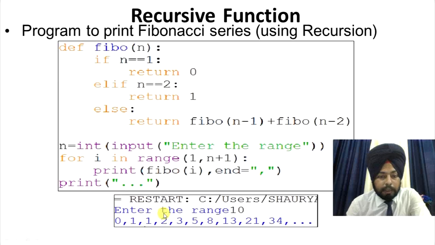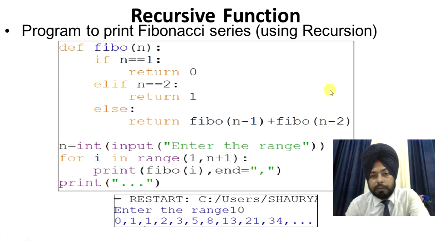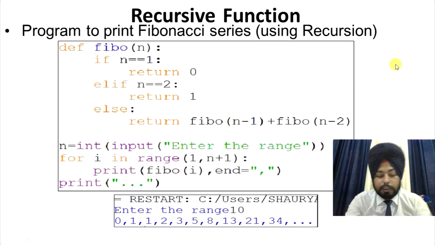If we enter the range here, for example 10, then it will print 0, then 1, then 1 plus 1 is 2, then 1 plus 2 is 3, then 2 plus 3 is 5, then 5 plus 3 is 8, 8 plus 5 is 13, 13 plus 8 is 21, 21 plus 13 is 34. Like this it will print this output. Let's see the practical.